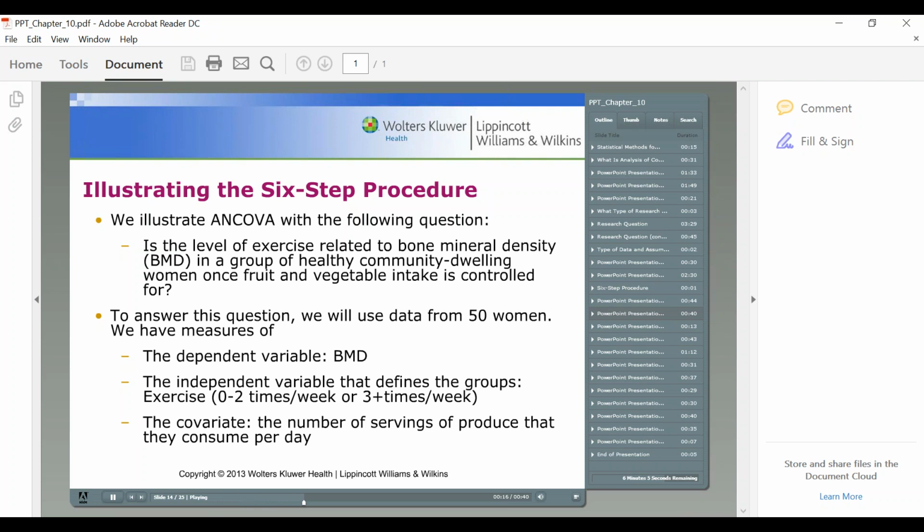Once fruit and vegetable intake is controlled for. And so we'll answer this question. We'll use data from 50 women. The dependent variable, BMD, independent variable, defines the groups, exercise 0 to 2 times per week or 3 or more times, and then the covariate in this instance was the number of servings of produce that they consume.